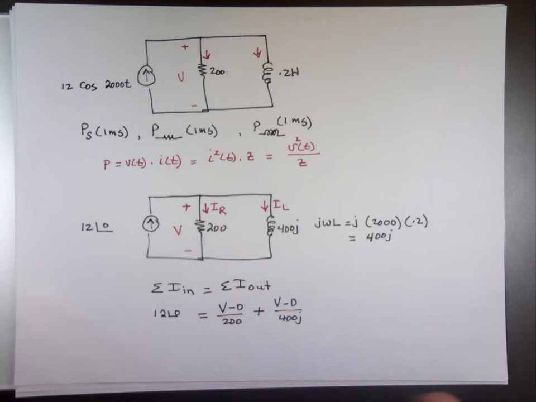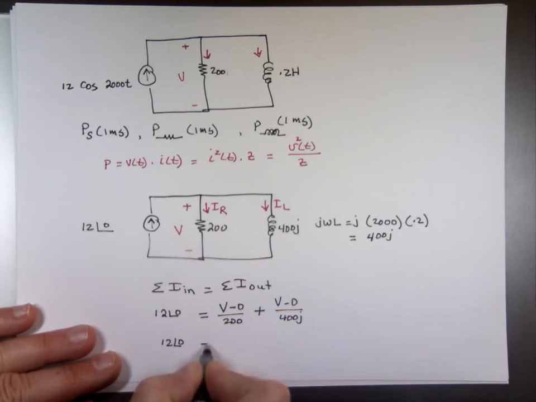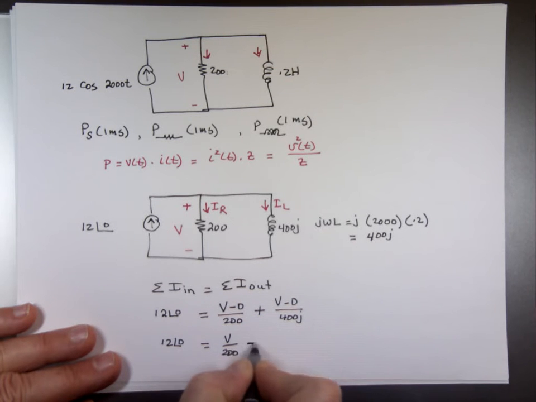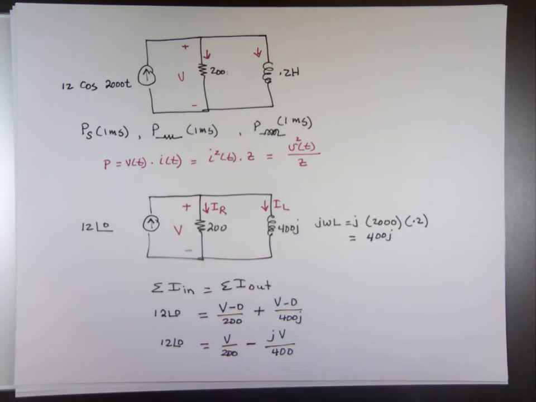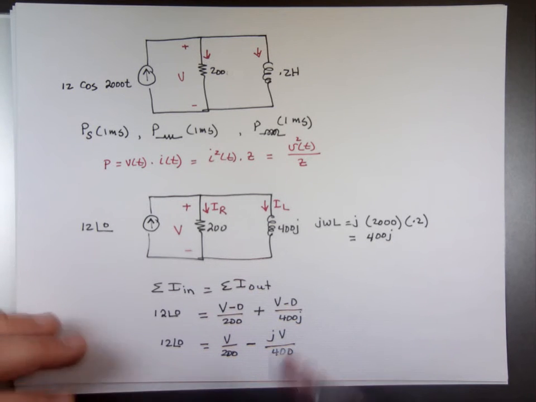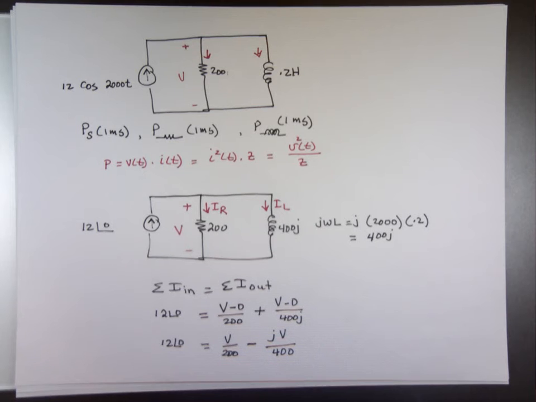Remember, J in the bottom will make it a minus J on the top. That's because of the conjugate. J times V over 400, because you multiply the top and the bottom by J, and J squared is negative 1. That's why if you have a plus J on the bottom, we'll make it a minus J on the top. If you have a negative J on the bottom, we'll make it a plus J on the top.